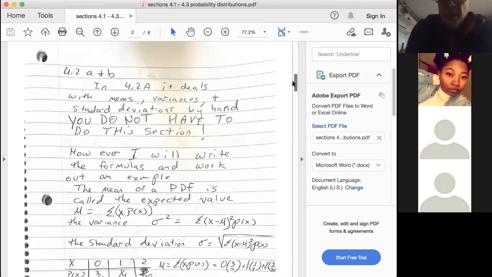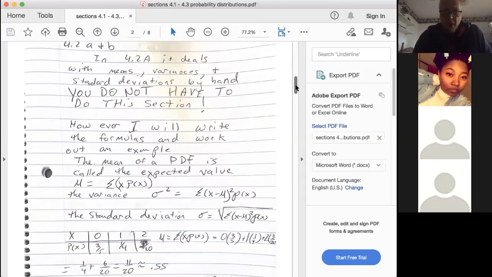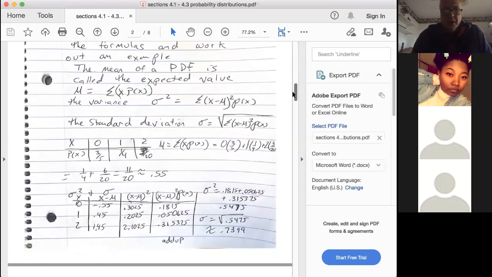So there are a couple of sections that are optional here. Section 4.2a deals with means, variances, and standard deviations done by hand. You don't have to do this section. However, I'll write the formulas out and work through an example or two, just so we know where everything comes from. So first off, the mean is sometimes called the expected value. Expected value means that's what we would expect if we ran the probability experiment over and over again.